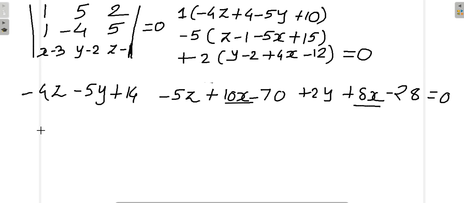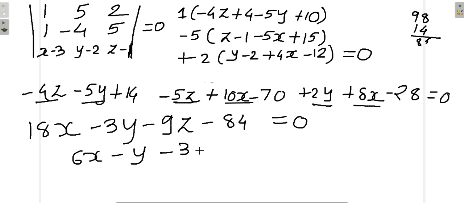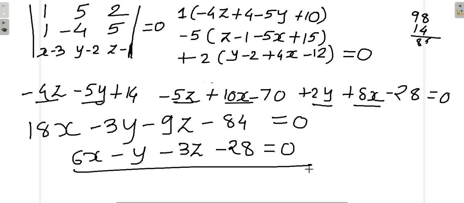So 10x plus 8x is 18x, minus 5y plus 2y is minus 3y, minus 4z minus 5z is minus 9z, and 14 minus 70 minus 28 is minus 84. Divide by 3. And this is your answer.